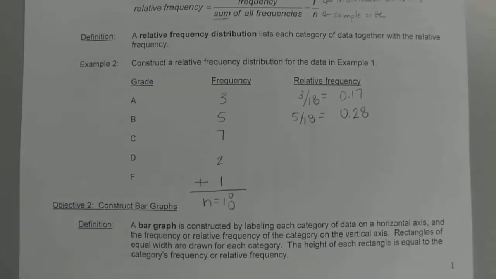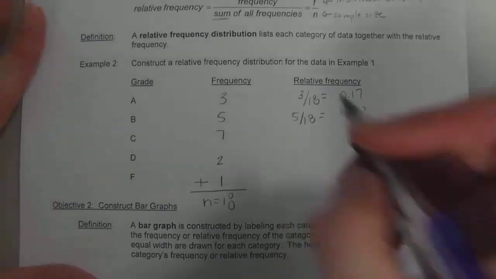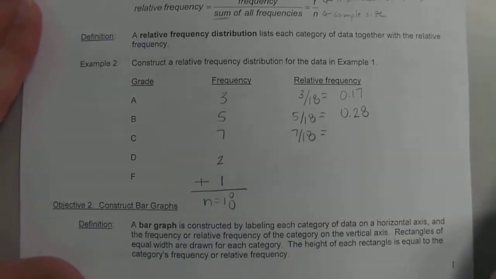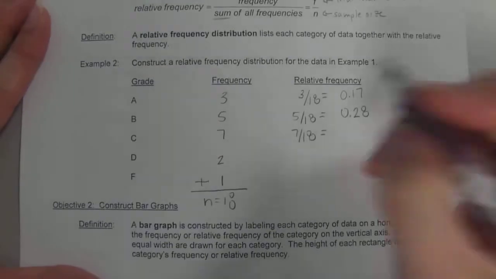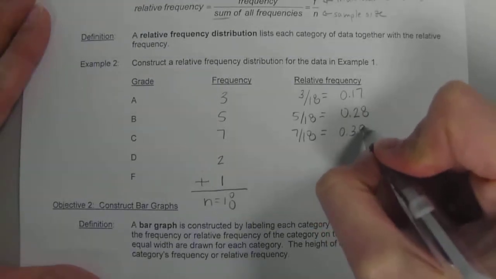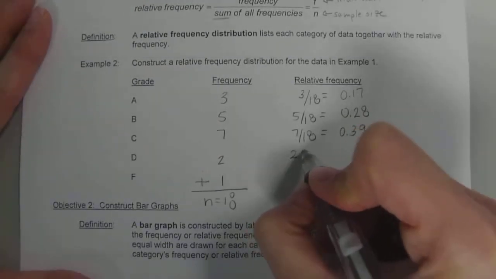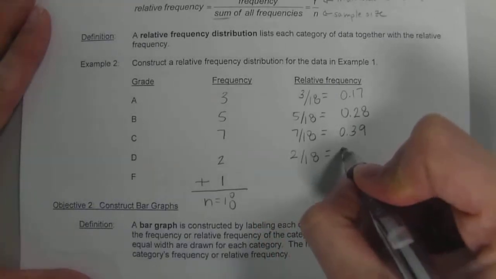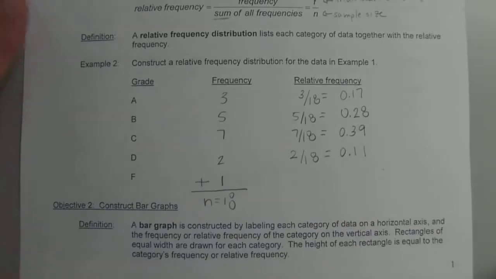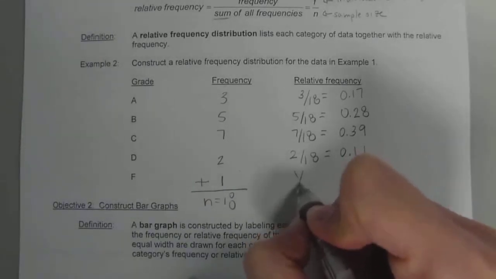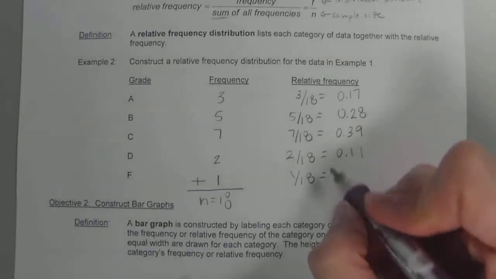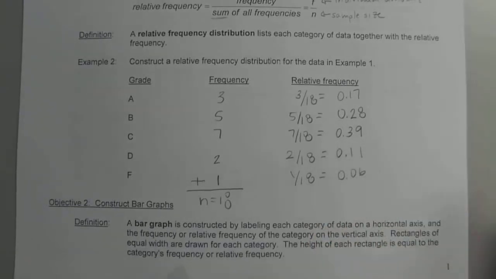Does everybody see where these numbers are coming from? Is that okay? All right, so 7 out of 18. Throw that in your calculator, you get 0.38 repeating, I think? So that's going to round to 0.39. 2 over 18, throw that in your calculator, you get 0.1 repeating, so that's going to be 0.11. And then 1 out of 18 is 0.05 repeating maybe, okay? So that's going to round to 0.06.